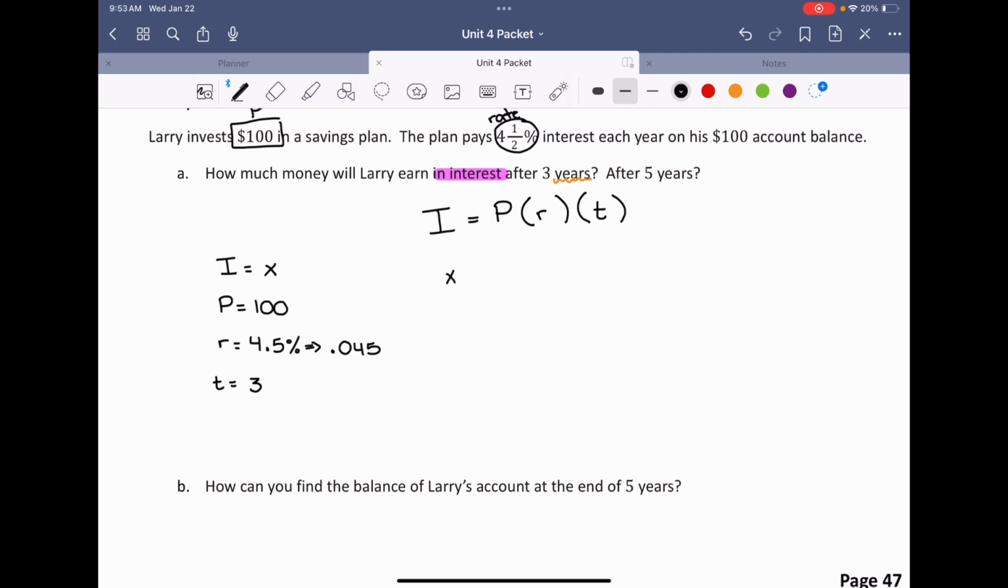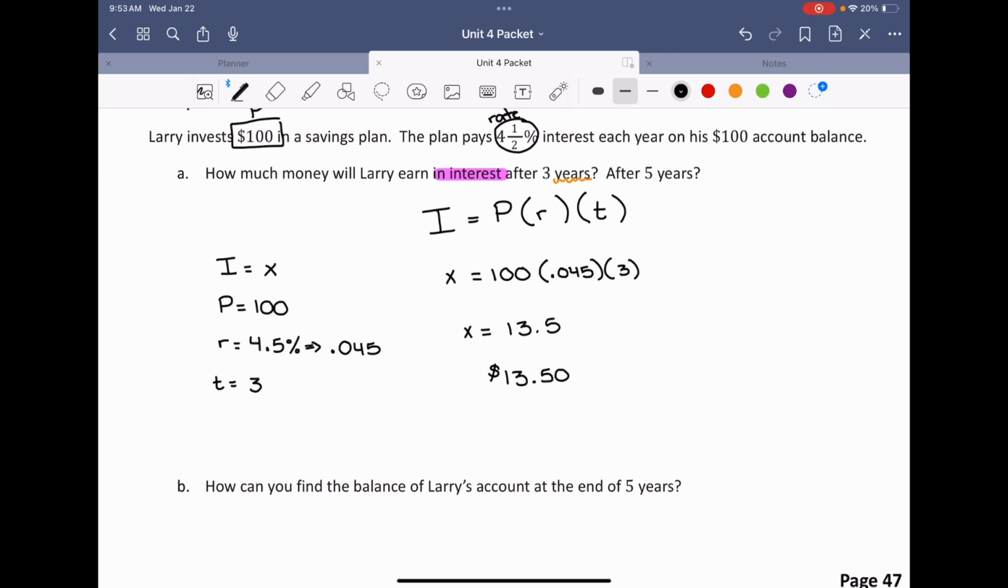So let's go ahead and plug everything in for the 3 years. So I equals 100 times 0.045 times 3. And I can just put all that in my calculator and multiply it out to get my answer. I'm going to get 13.5 or $13.50.